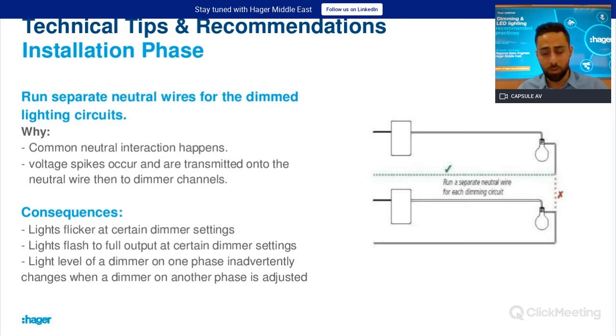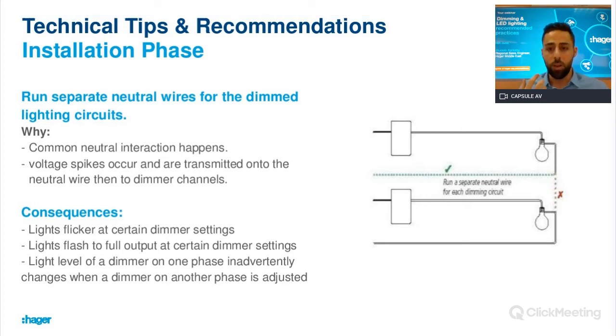So what's the importance of that? Common neutral wires do have an interaction. It happens. There is a common neutral interaction. This is what is written. So what happens? A voltage spike goes from one circuit to another. It affects the second dimmer.